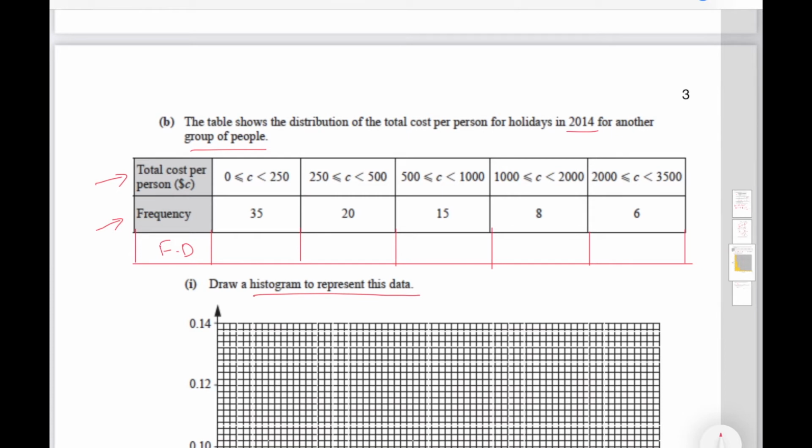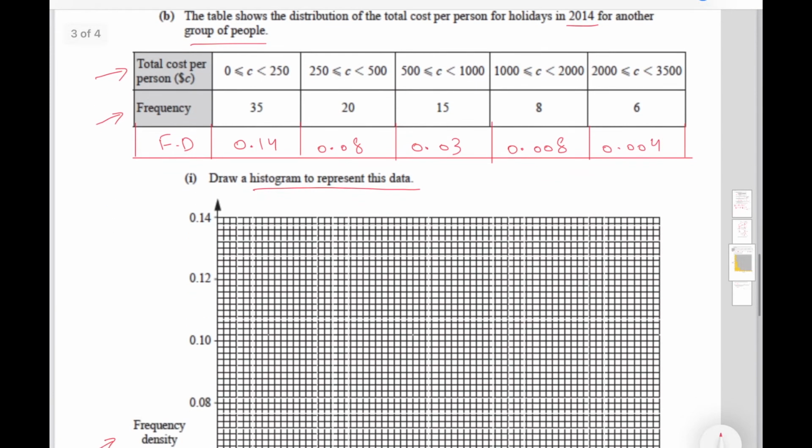How do we find the frequency density? We divide 35 by 250 for the first one. This gives us 0.14. For the second one, we divide 20 by 250, which gives us 0.08. The next one, you divide 15 by 500. This gives us 0.03. The next one, you divide 8 by 1000. This gives us 0.008. And the last one, you divide 6 by 1500. This gives us 0.004.